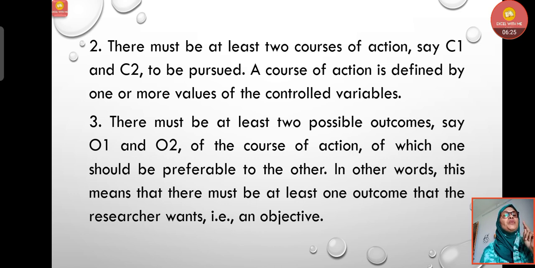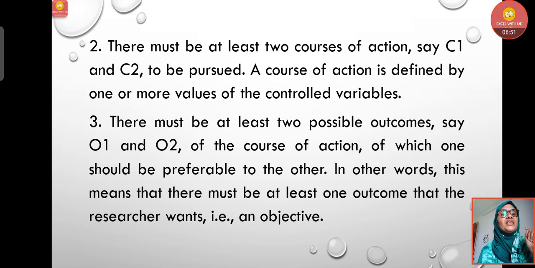Secondly, there must be at least 2 courses of action, say C1, course 1 and course 2, to be pursued. A course of action is defined by one or more values of the controlled variables. Now there must be at least 2 possible outcomes, say outcome 1 and outcome 2, of the course of action, of which one should be preferable to the other.